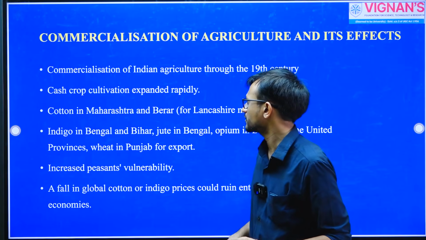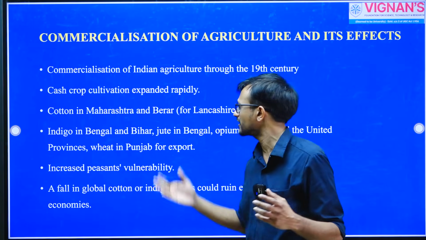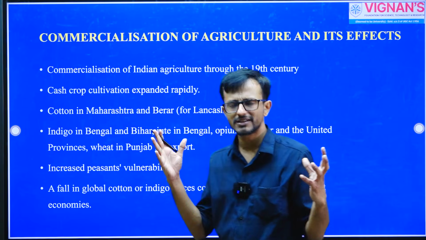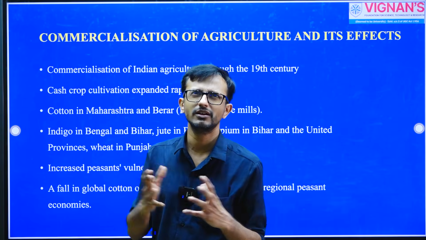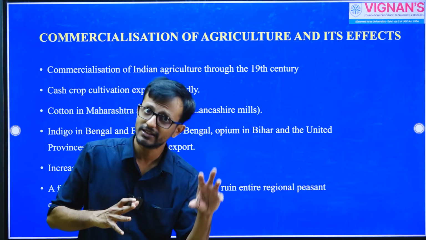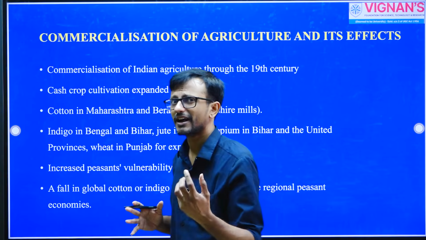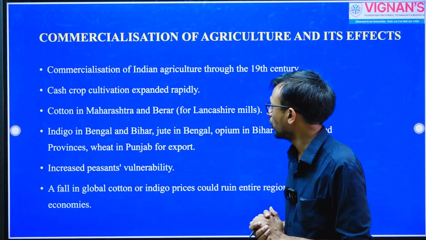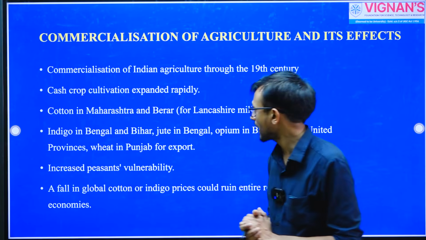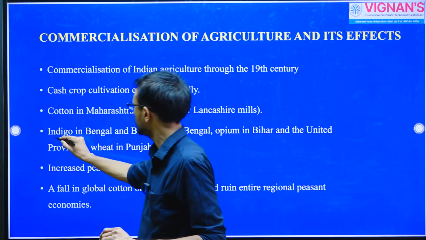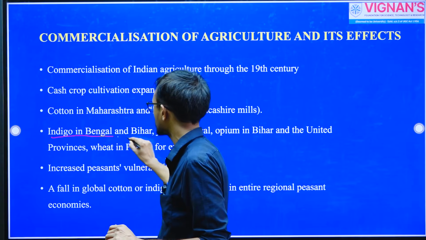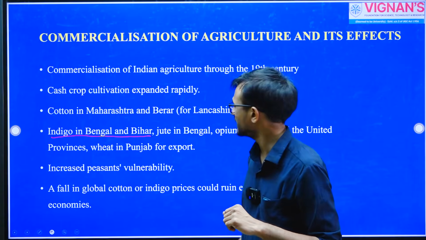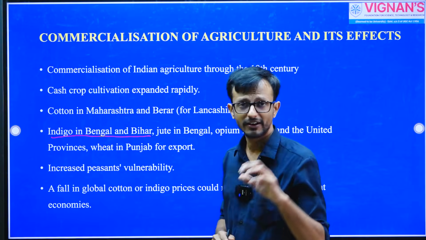And so cotton is being cultivated in Maharashtra and Berar, and again we will be discussing the Indian national movement, where we discuss the aspect of deindustrialization and all. It is connected to this, it's a very deep topic. Indigo is being cultivated in Bengal and Bihar. We will be discussing indigo resistance by Mahatma Gandhi in Champaran in a much later lecture series. Jute is being cultivated in Bengal.